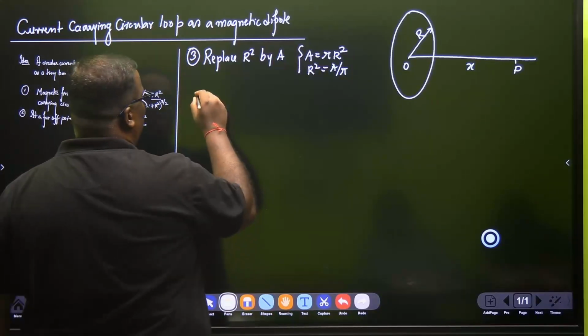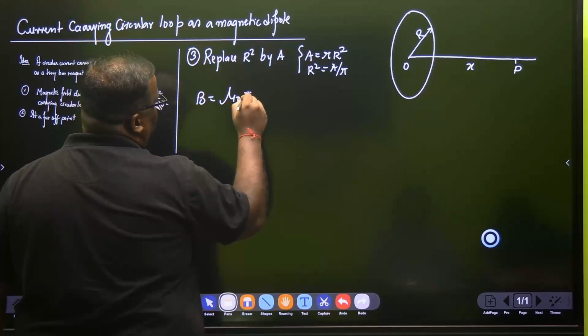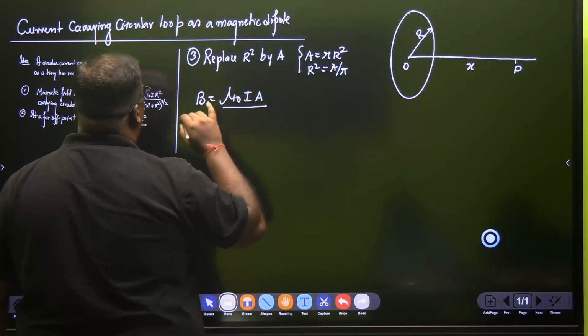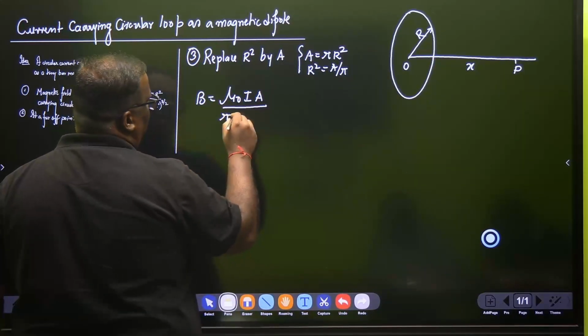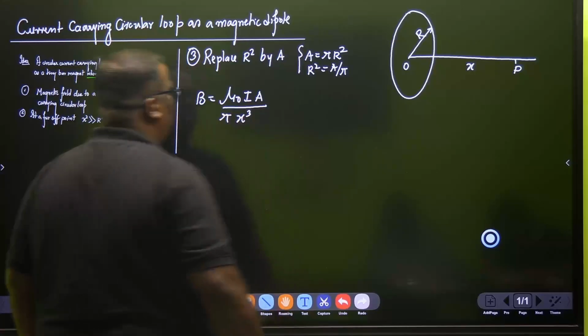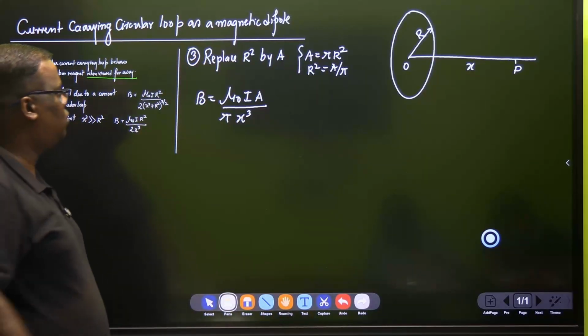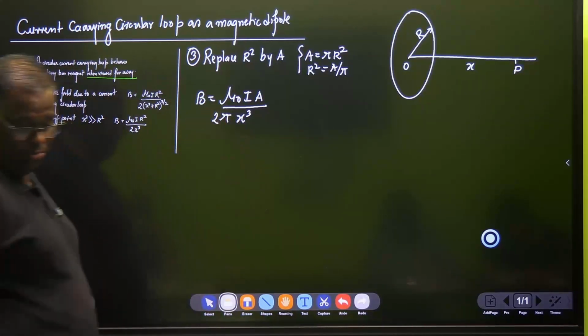So your definition now becomes B is equal to mu naught I A, and r squared is equal to A by pi. So there is a pi out here and an x cube out here. Mu naught I A by 2 pi x cube. Oh, we should have the 2 also. Yeah, 2 pi x cube.